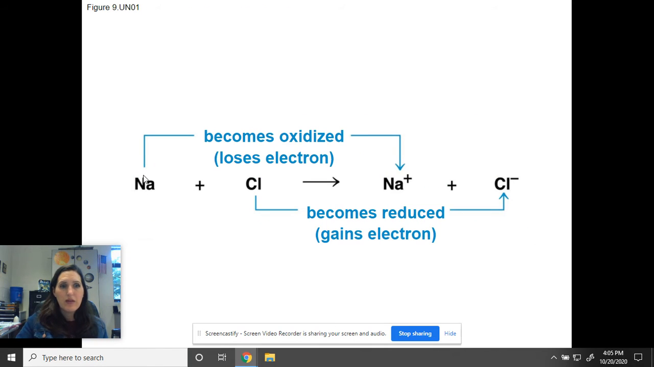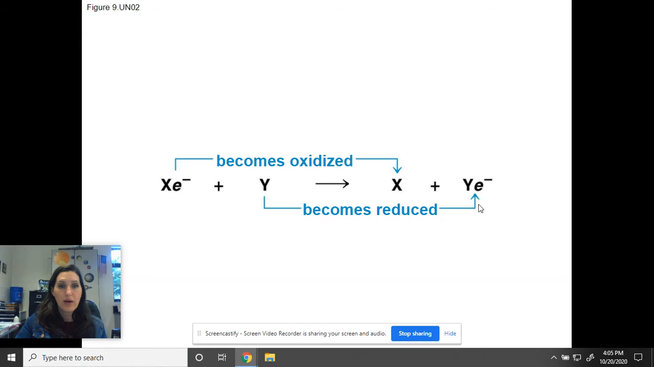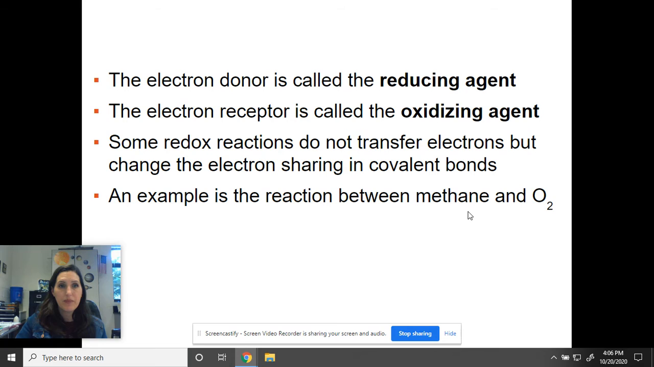All right, look here. Here is salt. This is sodium. Sodium is going to give up an electron. If you give up an electron, you have more positive protons than electrons. You get a positive charge. It becomes oxidized because it loses the electron. Chlorine gets reduced because it's going to gain an electron and become more negative, okay? Oxidized and reduced, okay? This is the same thing. We become oxidized, we become reduced.